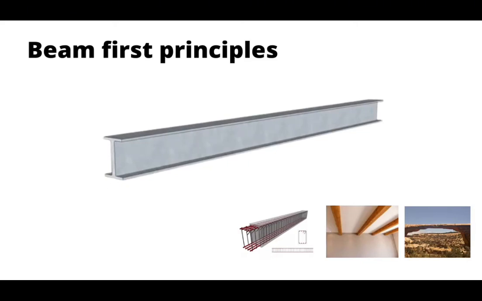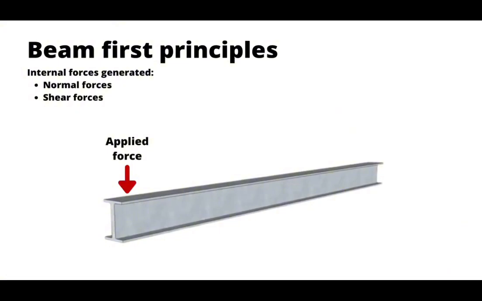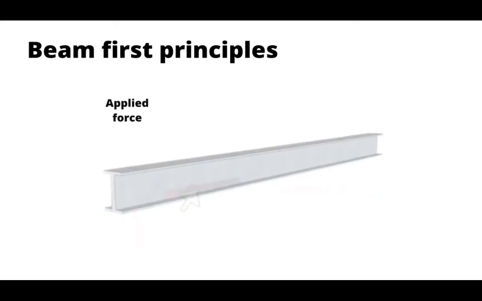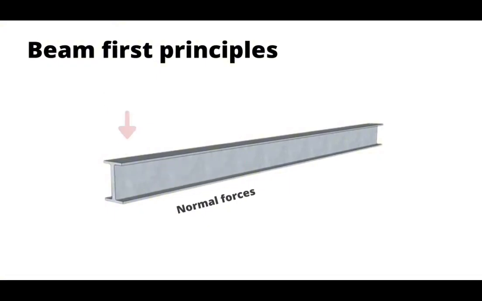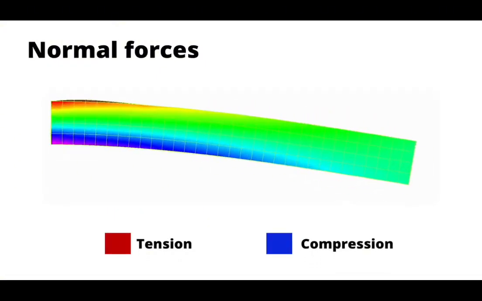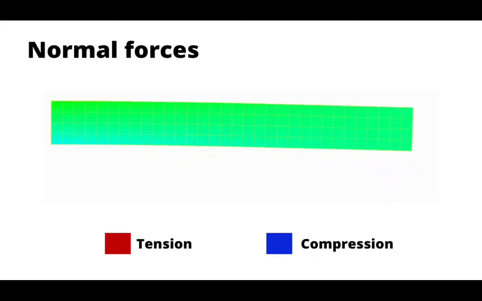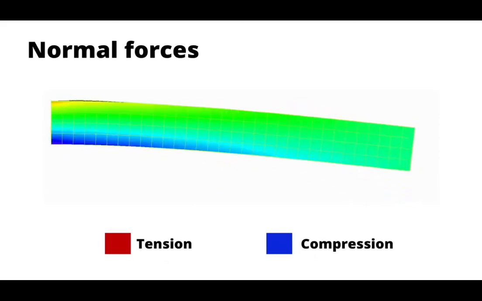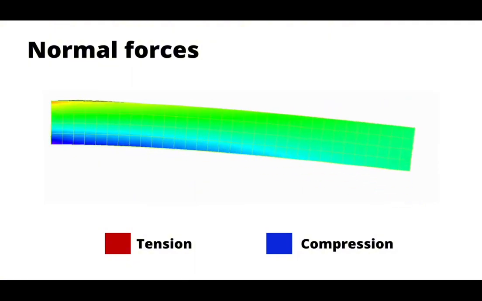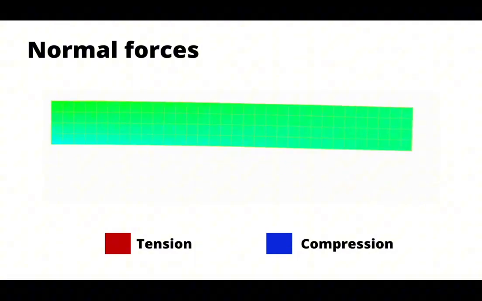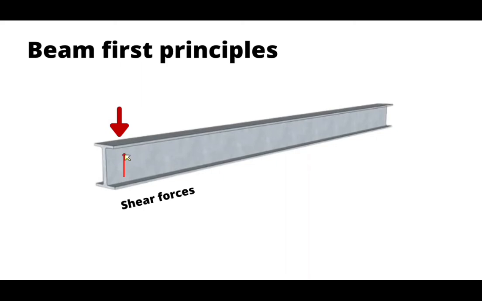Beams come in a wide range of shapes, sizes, and materials. When we apply a force to a beam, we generate internal forces inside the beam. There are 2 types of internal forces, normal forces and shear forces. Normal forces act along the length of the beam and act in compression or in tension. You can see here when we apply a force to the beam, we generate tension in the top of the beam when we're pulling the beam to a greater length, and compression in the bottom of the beam when we're squeezing the beam inwards. Shear forces are slightly easier to understand.